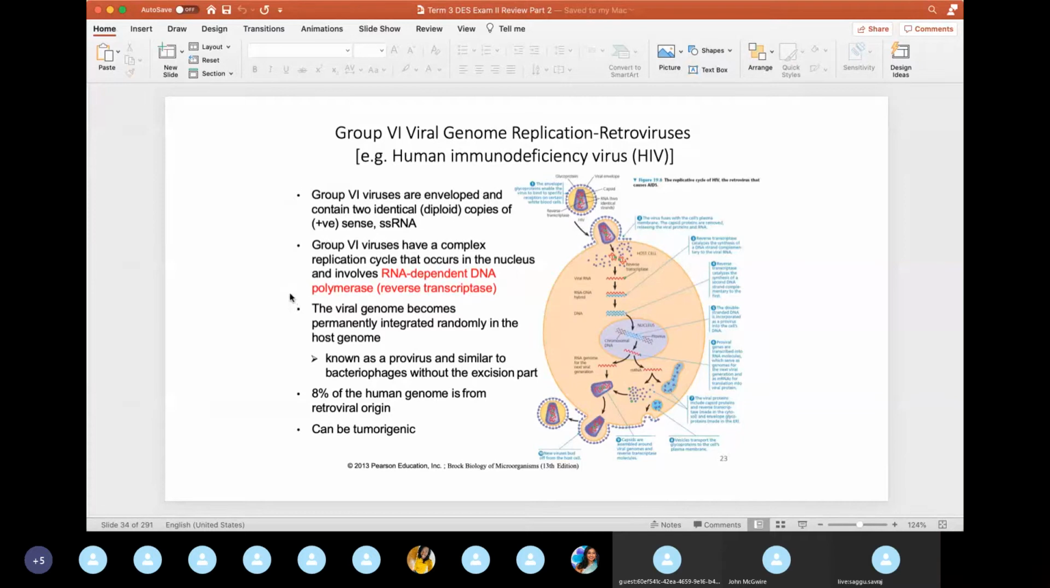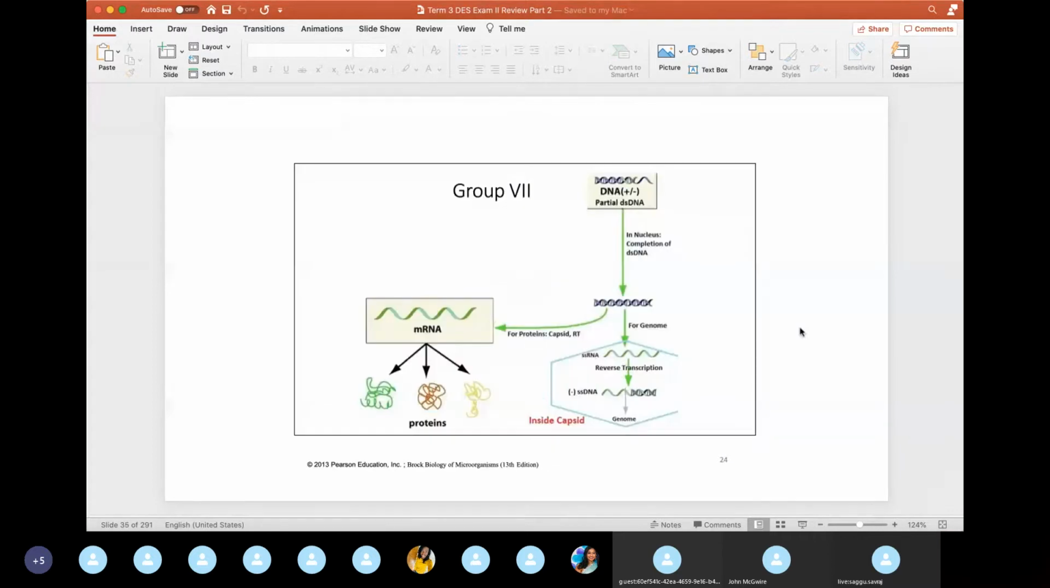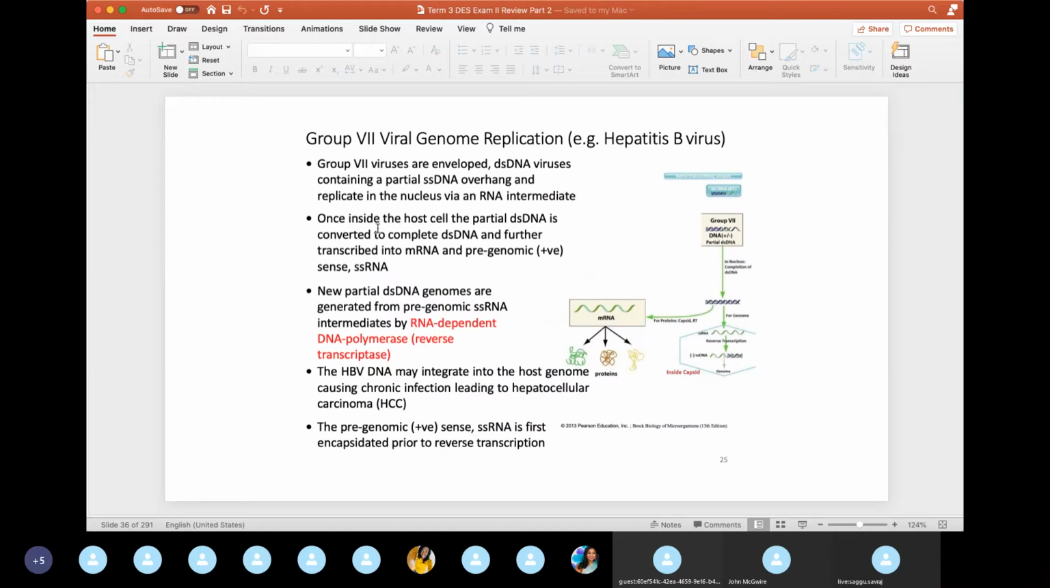But the main point here is this. What do they need, right, in order to replicate? RNA-dependent DNA polymerase. This is high yield, or reverse transcriptase. Group 7 is a partial double-stranded DNA, so HBV, right? In partial double-stranded DNA, and then in the nucleus, you have completion of the double-stranded DNA. Example is Hep B virus.